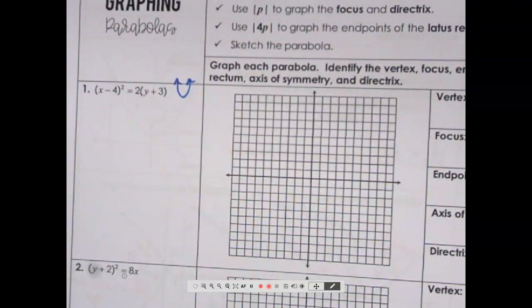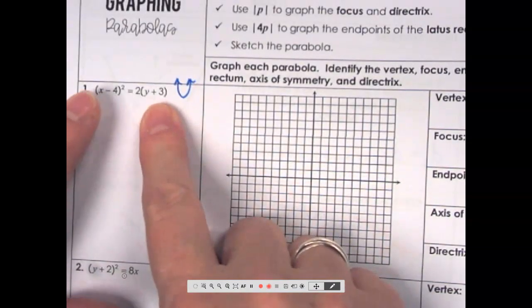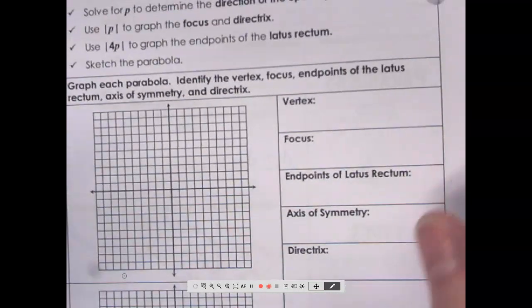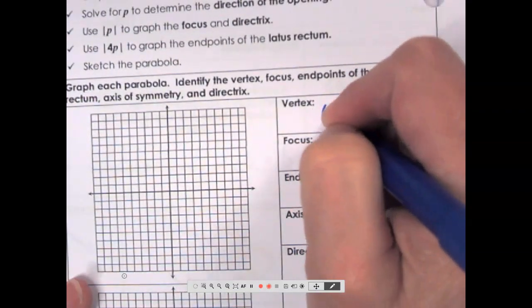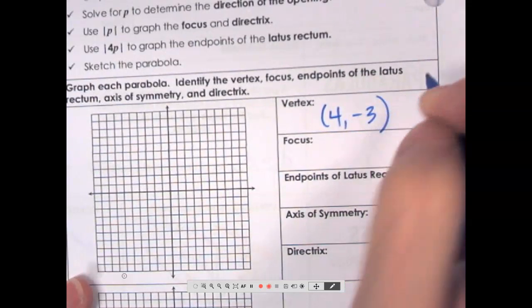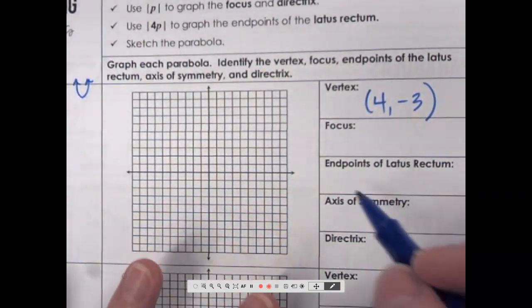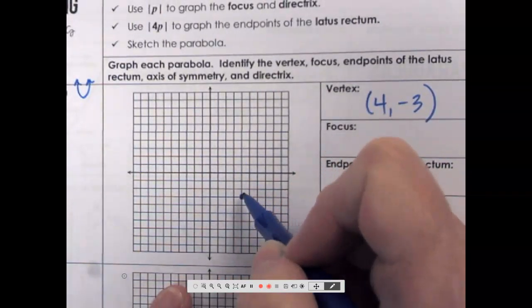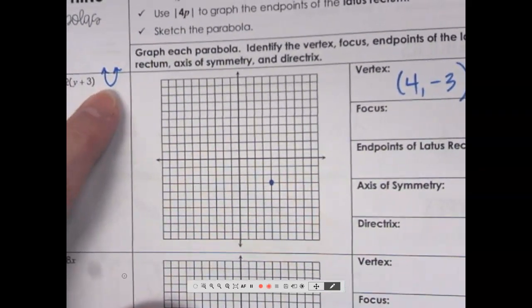What's the vertex? Where's h? Where's k? H is with the x, k is with the y. So (4, -3) is the vertex, just like finding the center of a circle, the center of a hyperbola or an ellipse. Same process. Okay, so let's go ahead and plot that point, (4, -3), down there. We established that it's opening up.